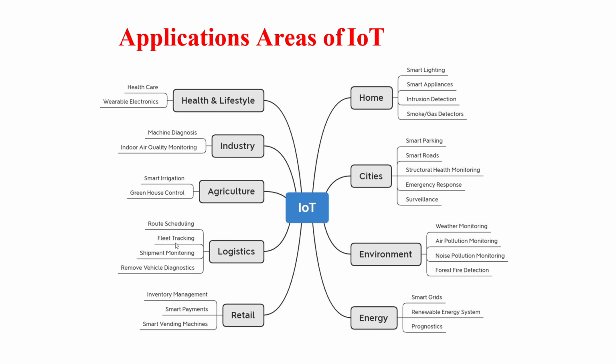Next, coming to logistics: fleet tracking, shipment monitoring, route scheduling, remote vehicle diagnostics and all. For this, one more example you can take. Suppose banks get money from RBI, right? How do they know whether the RBI driver is safely delivering the entire amount to the bank? They may take a few of the notes in the middle while traveling, right? So for such cases we can use some GPS module sensor, which is used to know the locations.